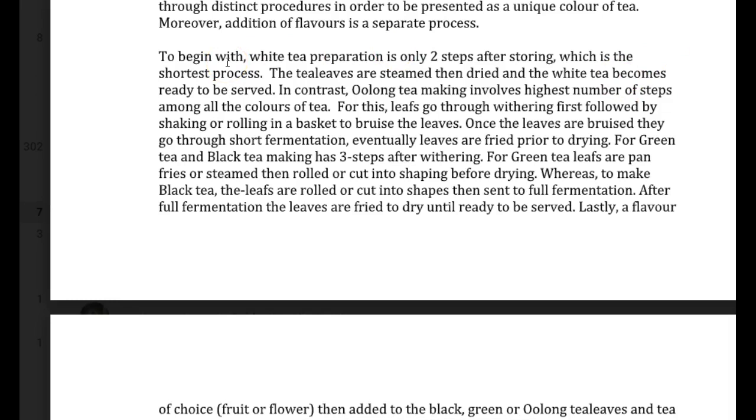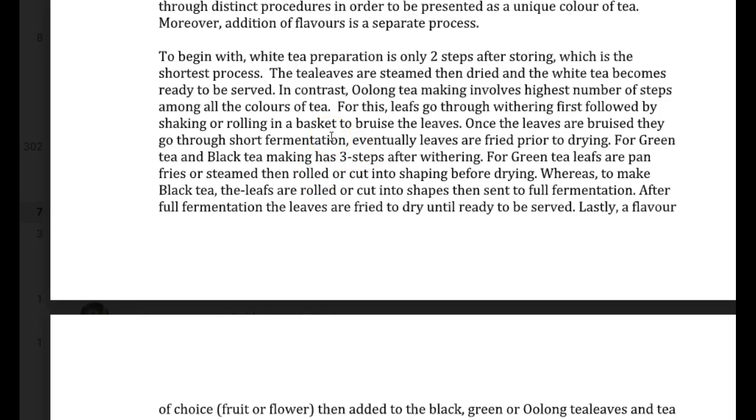The tea leaves are steamed and then dried, and the white tea becomes ready to be served. In contrast, oolong tea making involves the highest number of steps among all the colors of tea. For this, leaves go through withering first, followed by shaking or rolling in a basket to bruise the leaves. Once the leaves are bruised, they go through short fermentation, and eventually leaves are fried prior to drying.